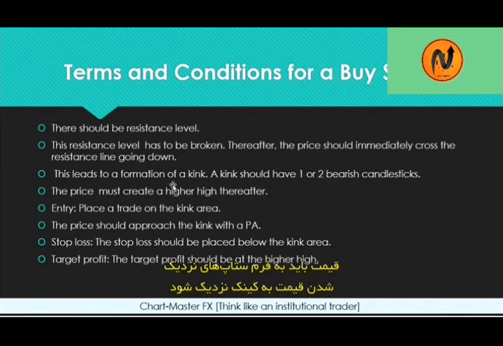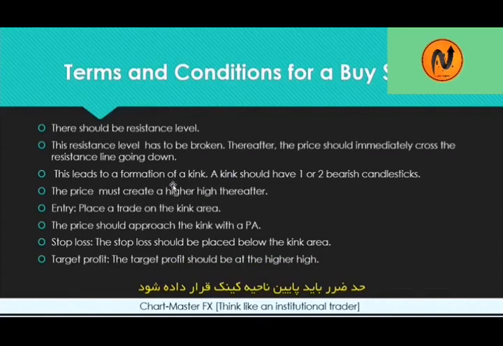The price should approach the kink with a PA, which is a price approaching. The stop loss should be placed below the kink area. The target profit should be at the higher high. I think I've explained everything here.